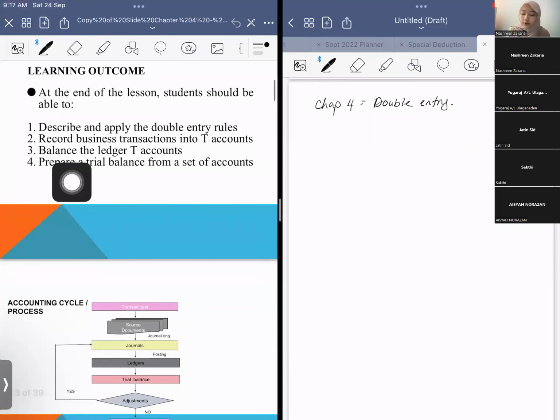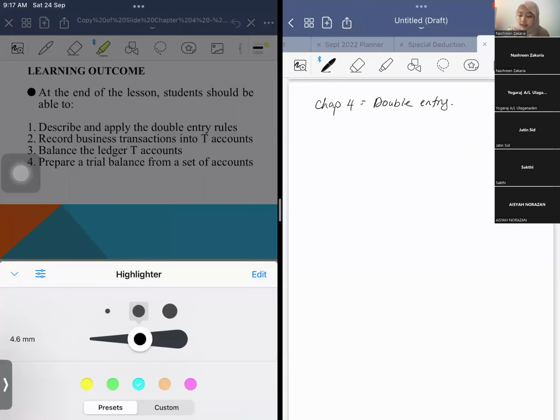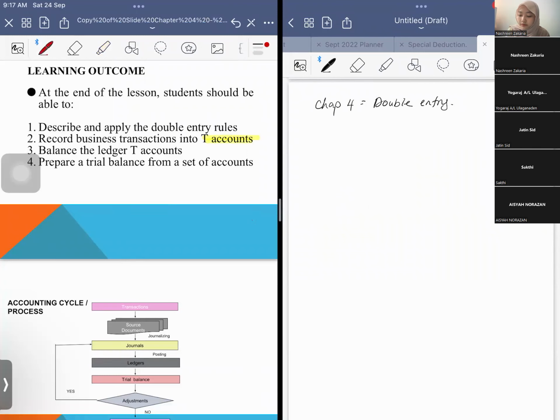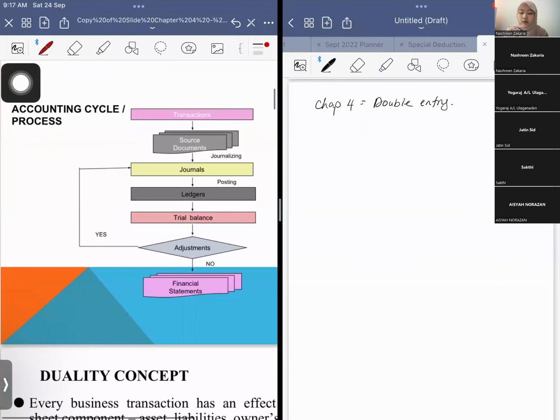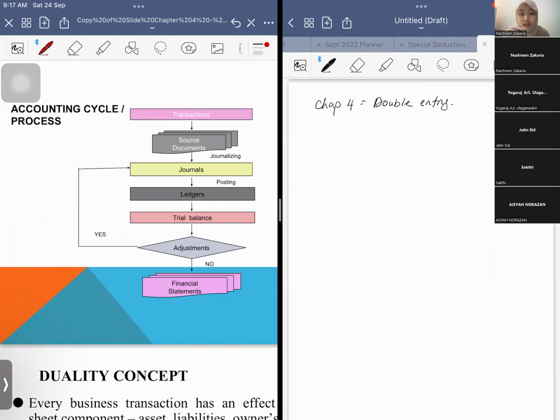Again, record business transaction into T account. So T account here means ledger. If I mention ledger, you have to know that I'm referring to T account. And then balance the ledger, T account is the same thing. And then prepare a trial balance from a set of accounts.